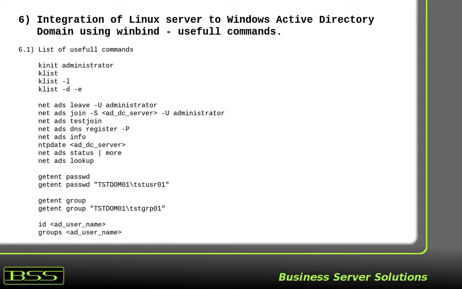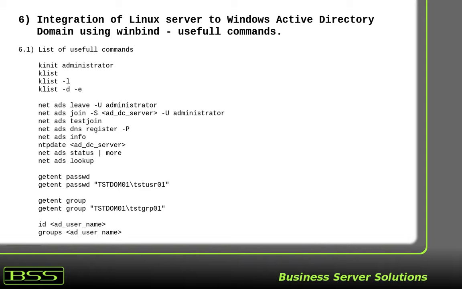Then you have the klist command, which gives you information about your Kerberos ticket, something like where you got this ticket and what the validity of the ticket is. Then you have klist -l, which will display a list of tickets in case you are a member of more domains. Klist -d -e will give you a list of Kerberos tickets, but also with type and encryption type.